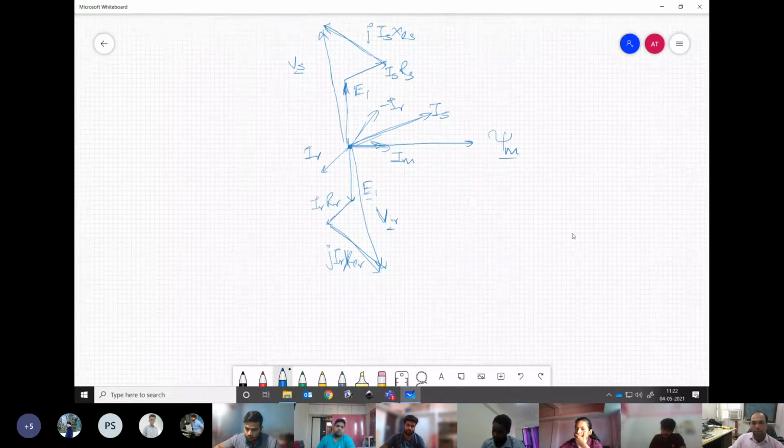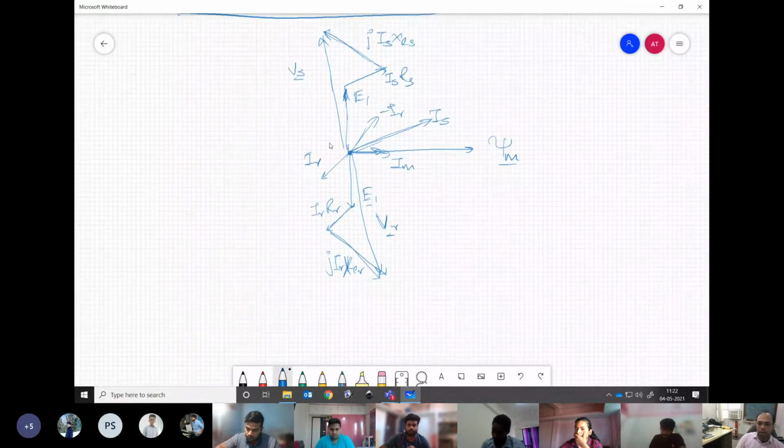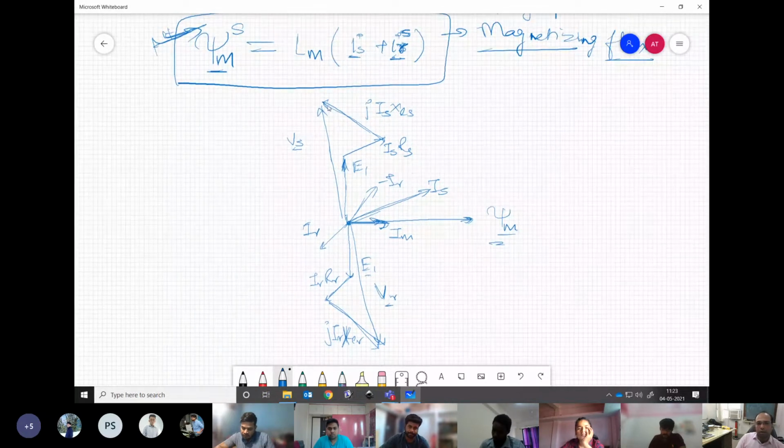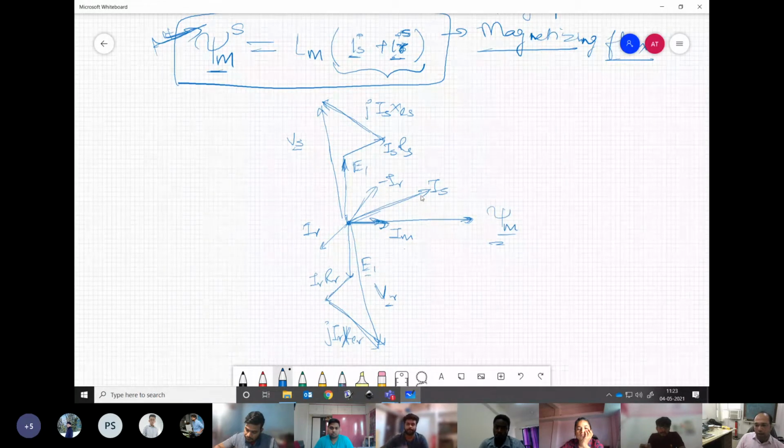Now, what you understand from this phasor is that IM is responsible for generating this psi m. So IM is IS plus IR. Whichever way you see, if you take IM as the current, then your IS is defined as IM plus IR. If you take IS and IR as the currents, then your IM is defined like this. Understanding my point?